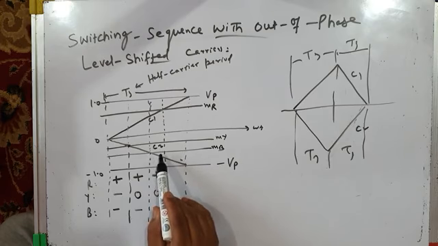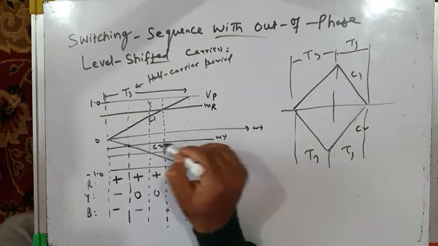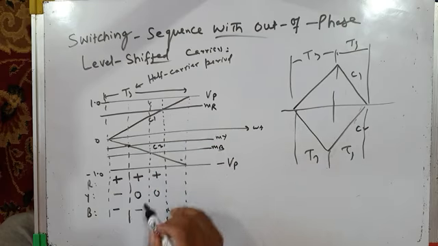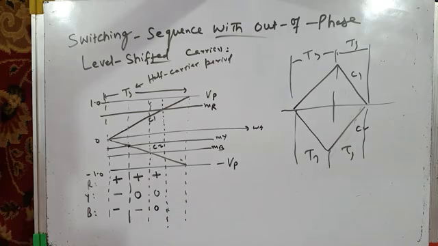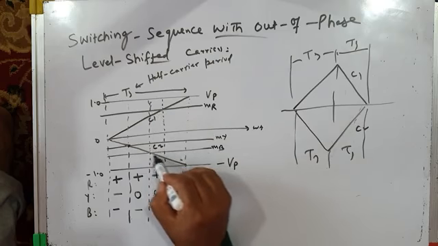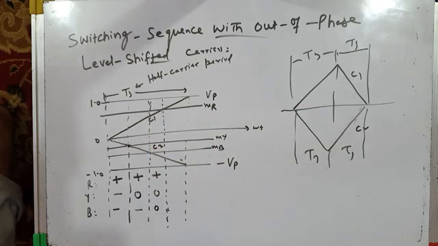MB is greater than one carrier but less than the other, so it will have a status of 0. So the status is plus, 0, 0, because it is greater than this carrier but less than this carrier.